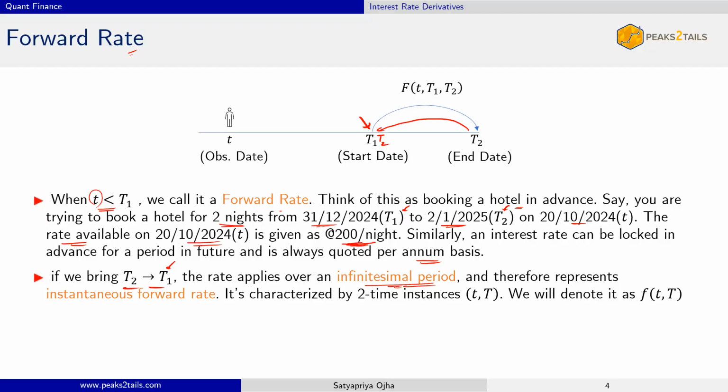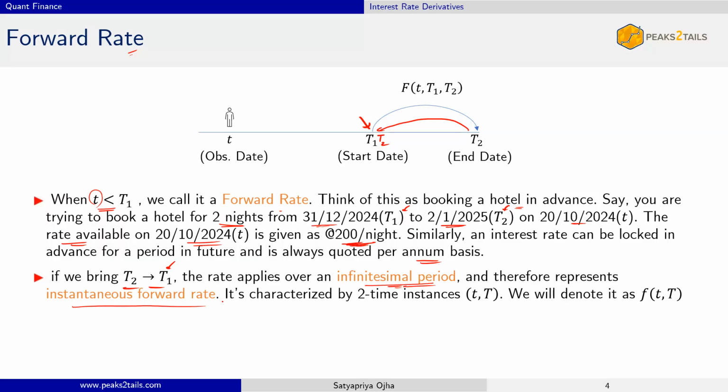The other word is infinitesimal. Infinitesimal means extremely close to zero. Positive, but still close to zero. Then we will call this rate the instantaneous forward rate, because it is a forward rate that is applicable for one instant. So, instantaneous forward rate.